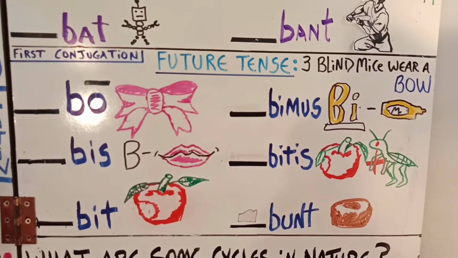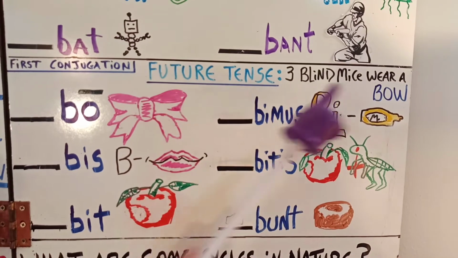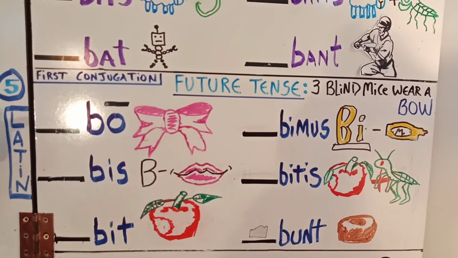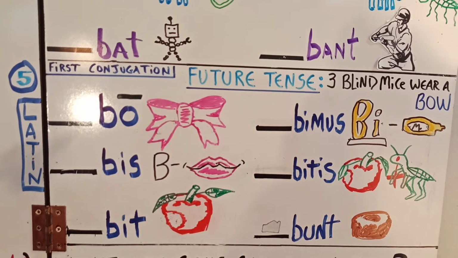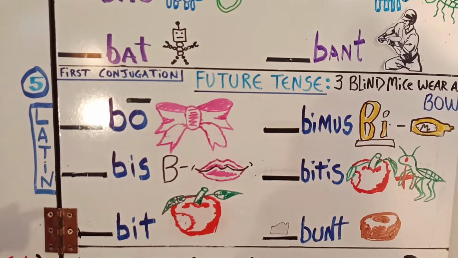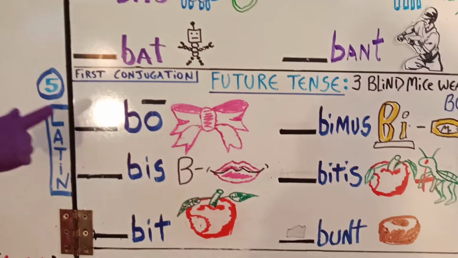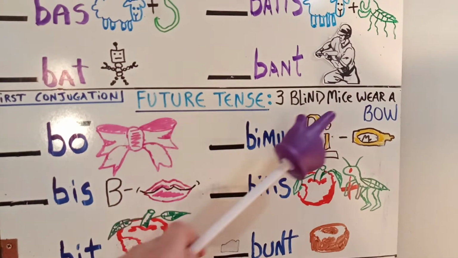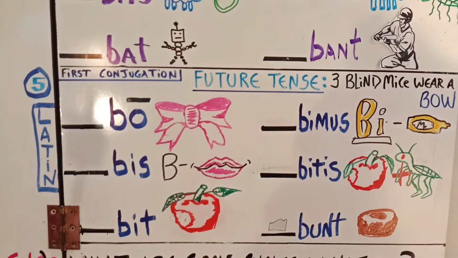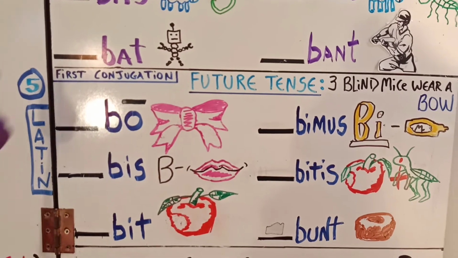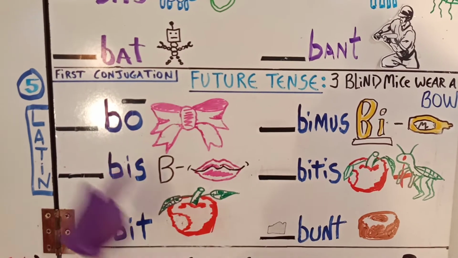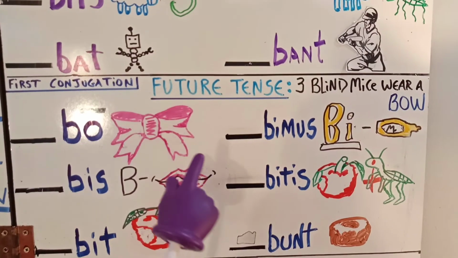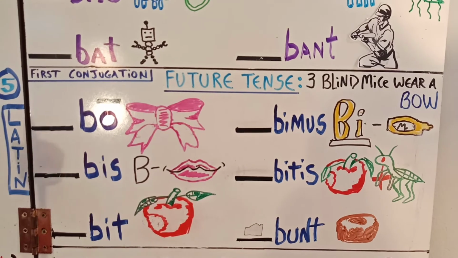This week's Latin is first conjugation, future tense. And we're going to remember it by saying "future tense, the 3 blind mice wear a bow." It goes to the song of the 3 blind mice. So, bo, bis, bit, bimus, bitis, bunt. First conjugation, future tense. The future tense, the 3 blind mice will wear a bow. That'll be our key to help us to remember.